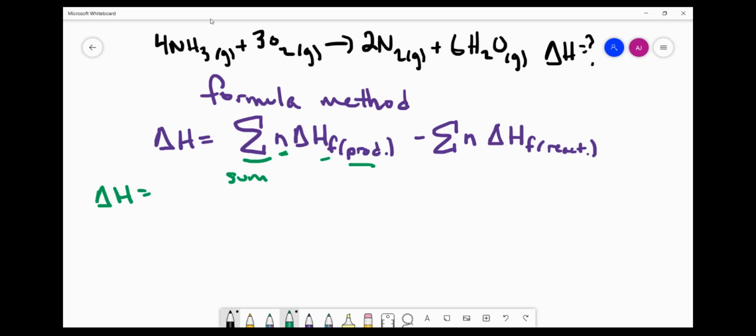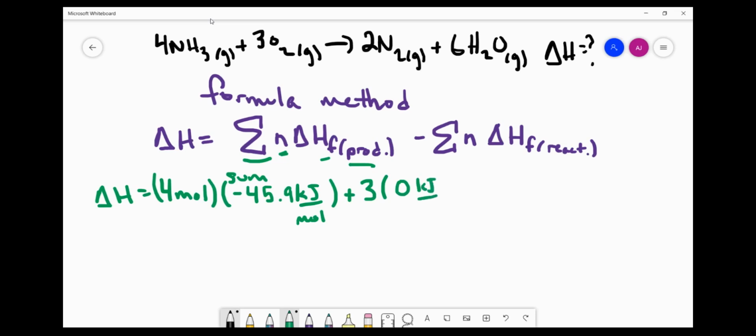Okay, my first substance, ammonia. There are 4 moles of ammonia. The heat of formation for ammonia, which we looked up in the previous example, is negative 45.9 kilojoules per mole. Next up, we're summing the heats of formation of the reactants. Next up we have oxygen, 3 moles of oxygen. The heat of formation for oxygen is 0 kilojoules per mole.